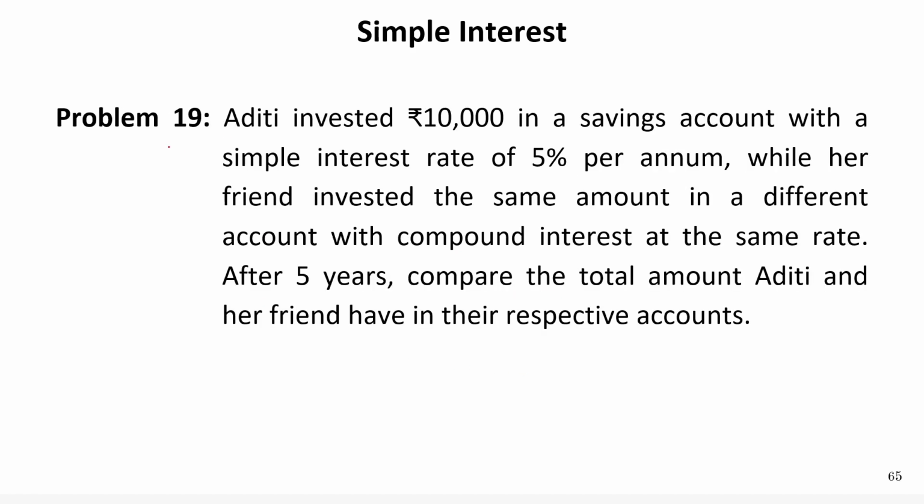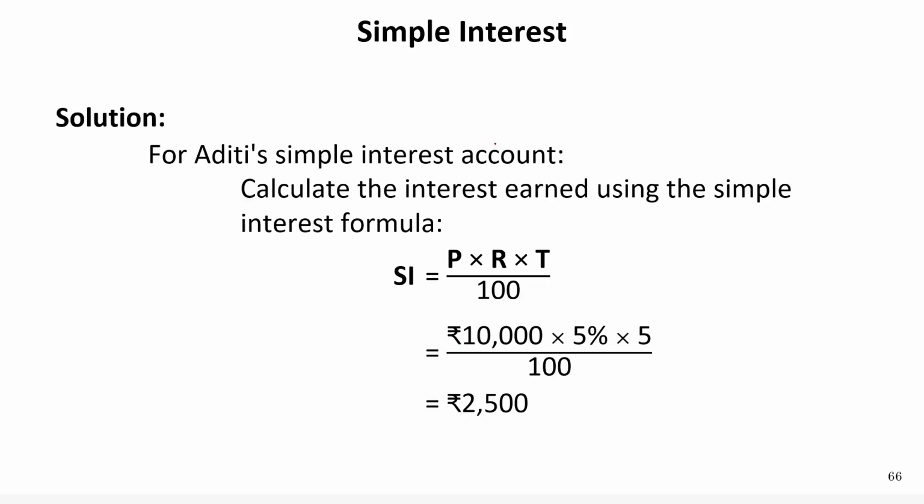So let's see problem number 19. Aditi invested 10,000 in a savings account with a simple interest rate of 5% per annum, while her friend invested the same amount in a different account with compound interest at the same rate. After 5 years, compare the total amount Aditi and her friend have in their respective accounts. So Aditi's simple interest account will be what? SI is equal to PRT by 100 is equal to 10,000 into 5 whole by 100. So it will be 2,500.